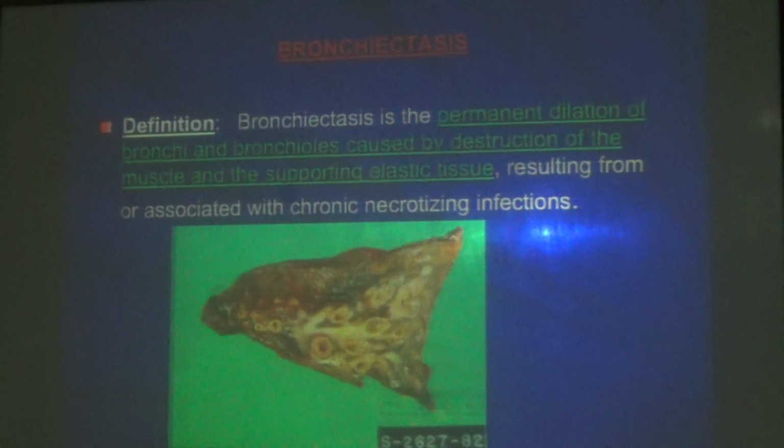Thereby it causes bronchiectasis. See, this is a lumen. If you have support, it maintains its normal structure. If there is no elastic lamina, it will be loosened, so it will be dilated. Because of the infection, there will be purulent material in the lumen. Permanent dilatation of the bronchi and bronchioles caused by destruction of the muscle and the elastic tissue resulting from infection.